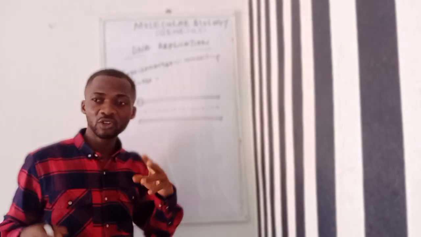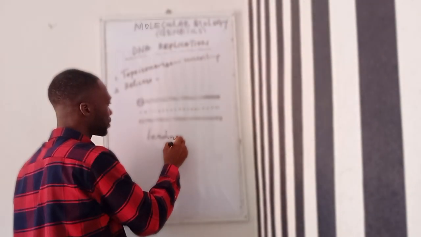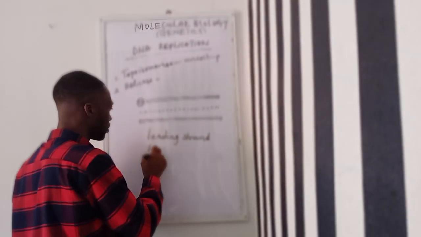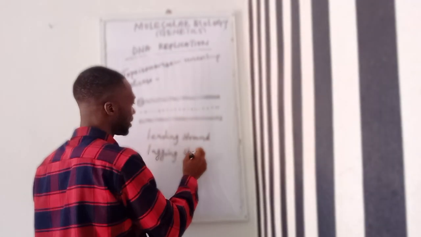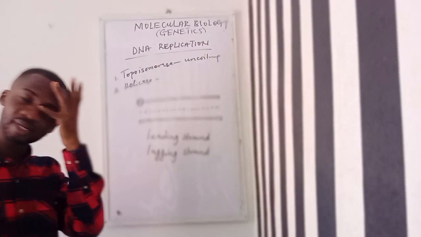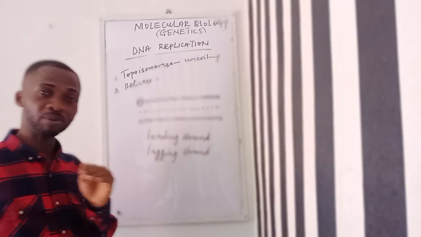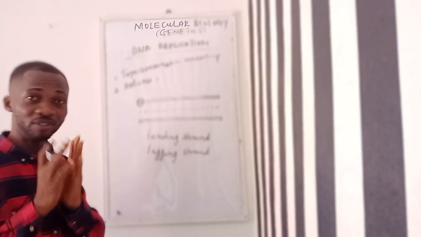It's important I let you know that when it comes to DNA replication, there are two different kinds of strand. One is called the leading strand. The other one is called the lagging strand. The leading and the lagging strand. So DNA replication is continuous and easy on the leading strand. And I'll tell you the reason.